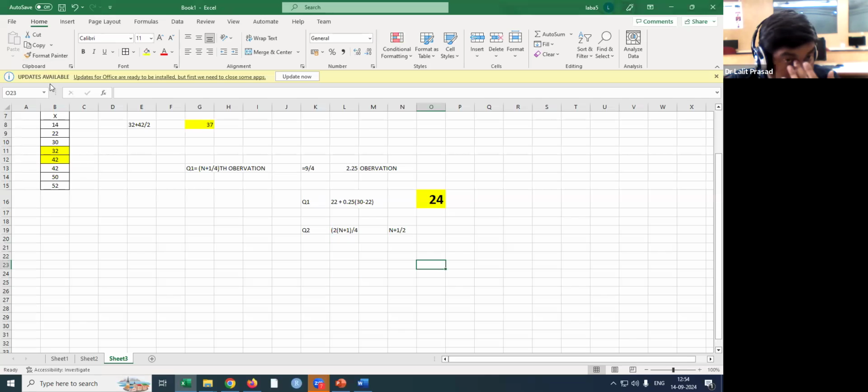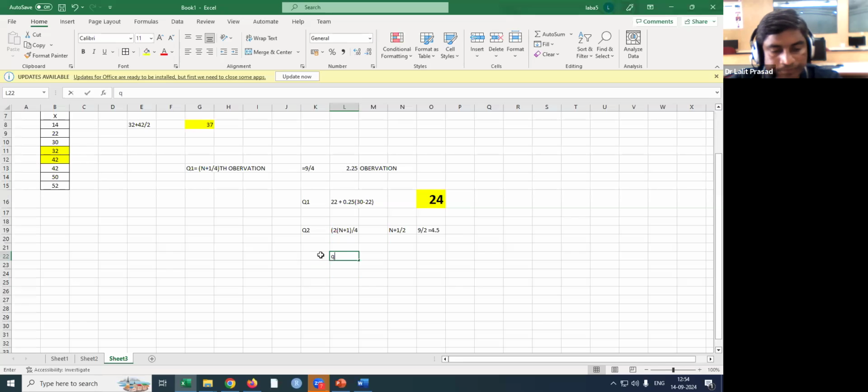So what is the value of n? 8 plus 1, that is 9, divided by 2. So the value will be equal to 4.5. So this is the 4.5th observation. Now again we will find out the Q2 like this. So what is the value at the fourth observation? 1, 2, 3, 4. That is equal to 32.